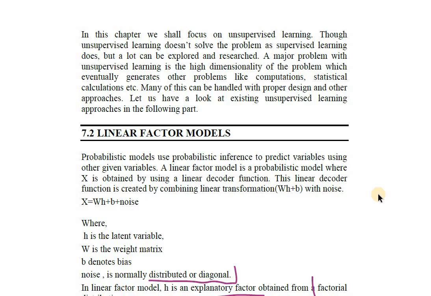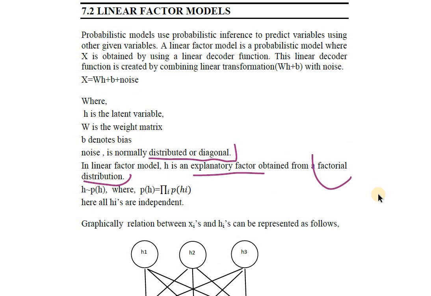So unsupervised learning में basically high dimensionality एक बहुत बड़ा प्रॉब्लम होता है. जब डेटा का डायमेंशनैलिटी हाई होता है तो कंप्यूटेशंस ज़्यादा लगते हैं, स्टैटिस्टिकल कैलकुलेशन ज़्यादा लगते हैं. सो इन सारी चीज़ों में कॉम्प्लेक्सिटी आने लगती है. So it becomes necessary that you understand different unsupervised learning approaches and you also understand how these approaches will tackle the high dimensionality of the problem. So we are going to study many such approaches today. So the very first one is linear factor model.